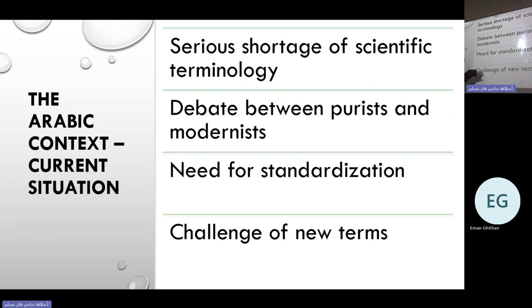Challenge of new terms. Do we translate them? Do we not translate them? How do we translate these words? Do we use Arabic words? Do we borrow them? It's an ongoing debate for every word that enters, for example, the Arabic language.